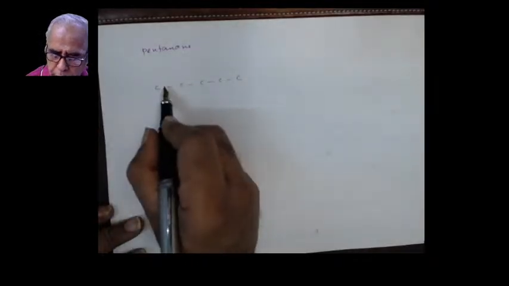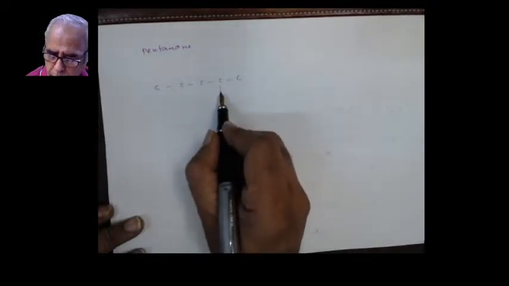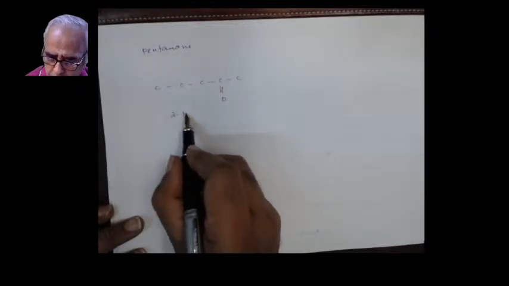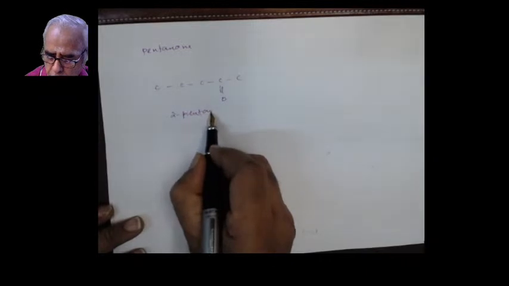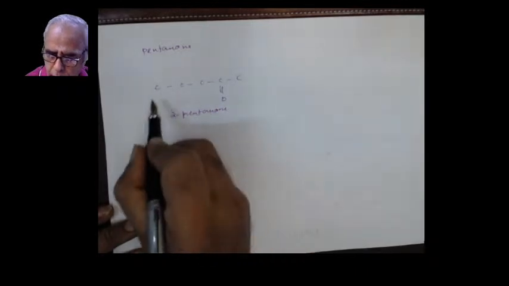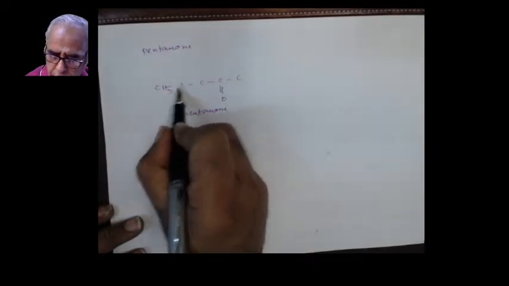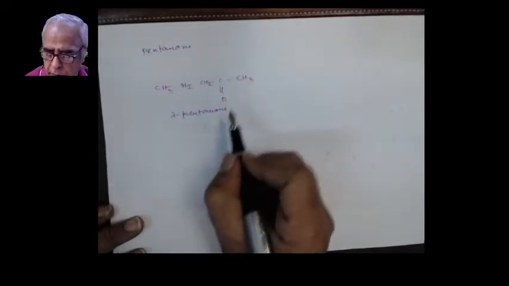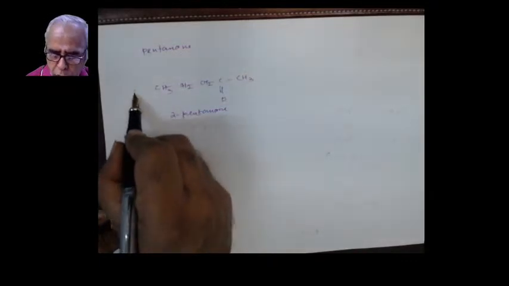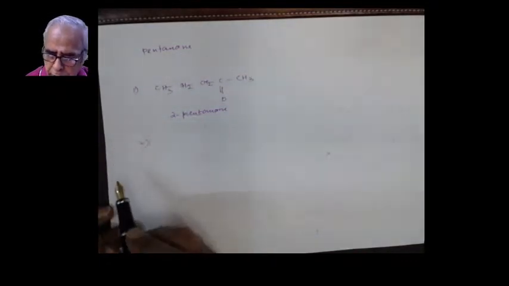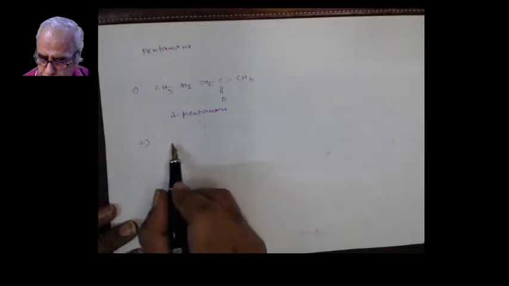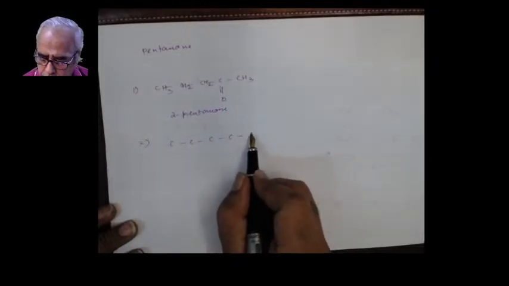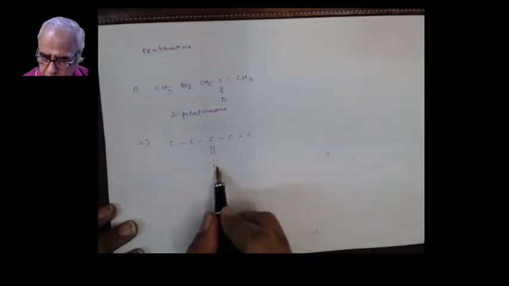So if it is 2-pentanone, then you can put double bond O here. So this is 2-pentanone. Now fill up with the hydrogen: CH3, CH2, CH2, CH3. So this is 2-pentanone. And shall we try 3-pentanone? Yes, we can. 1, 2, 3, 4, 5. Put double bond O here.